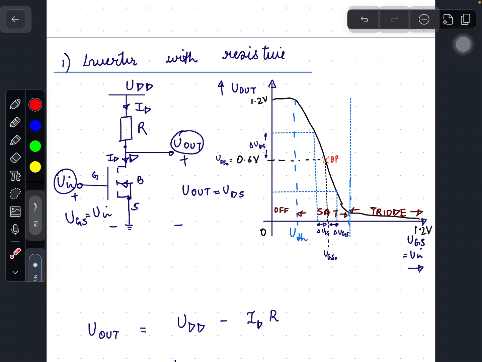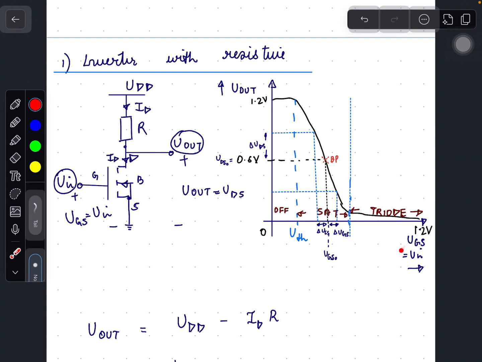So when Uin equals 0, the output voltage is at 1.2 volts, that is UDD, and when Uin is at UDD, the output voltage is 0. So it works like an inverter, and the equation is given by Uout equals UDD minus ID times R. I will explain the input output characteristics of this circuit.